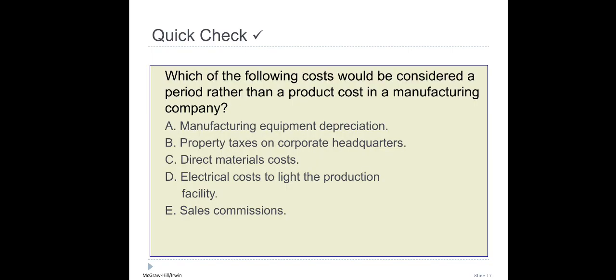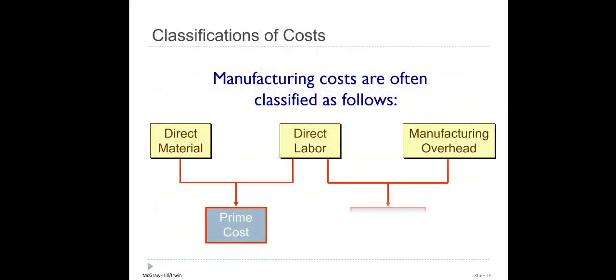And then we have seen this sample question. Also, manufacturing costs are often classified as prime cost and conversion cost. If somebody asks you to calculate prime cost, then you know that prime cost equals direct material cost plus direct labor cost.